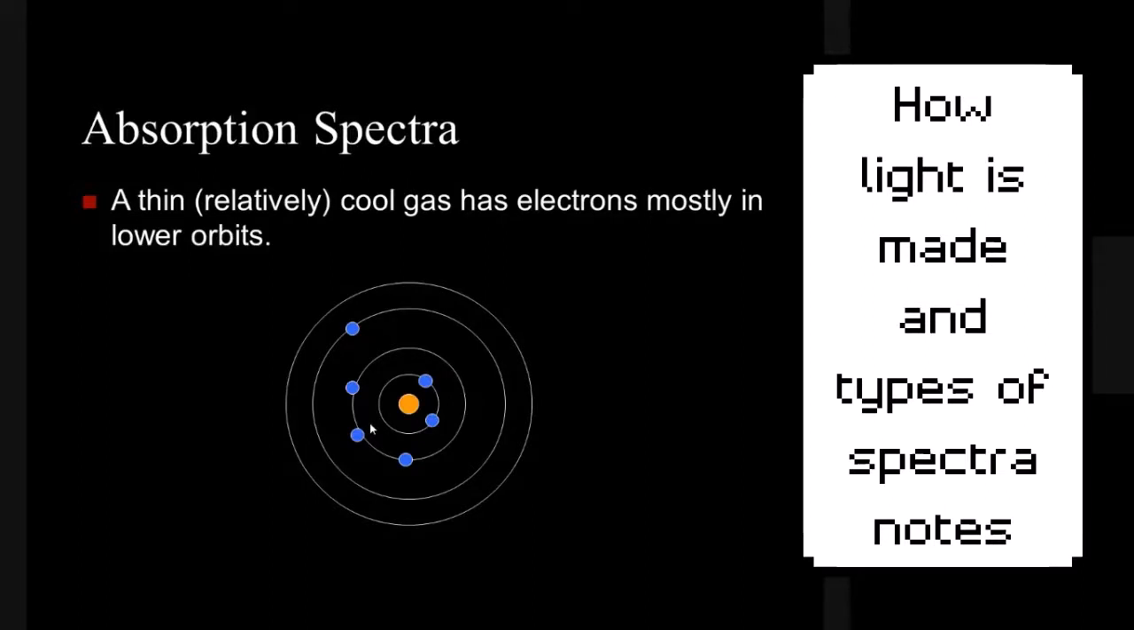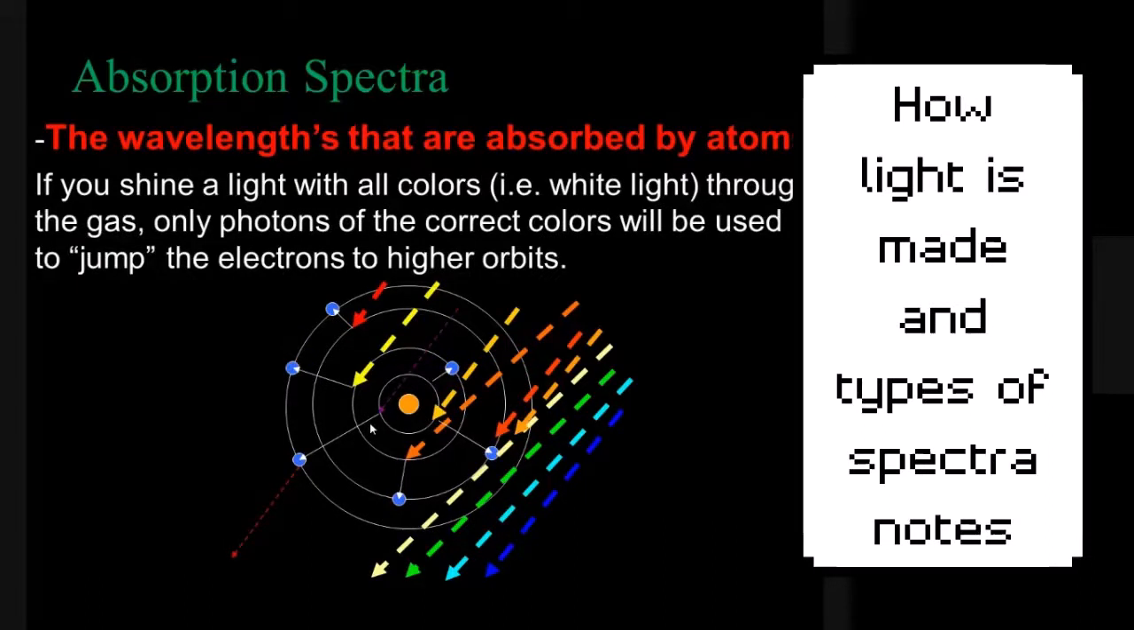Well, too bad. So light comes in, it hits those electrons, and you'll notice that a lot of those electrons are pushed to a higher orbit. So if you were to shine a light with all colors, the entire rainbow, through a gas, some of those photons will be used to jump those electrons out to a higher orbit. Now you'll notice that other photons, like this blue, green, and tan, are actually not absorbed and just go right through the gas, like it wasn't even there.